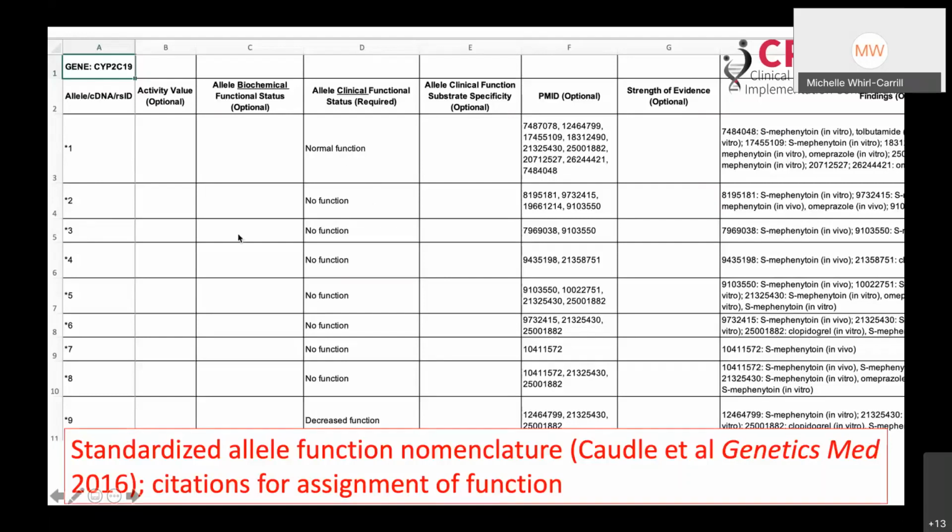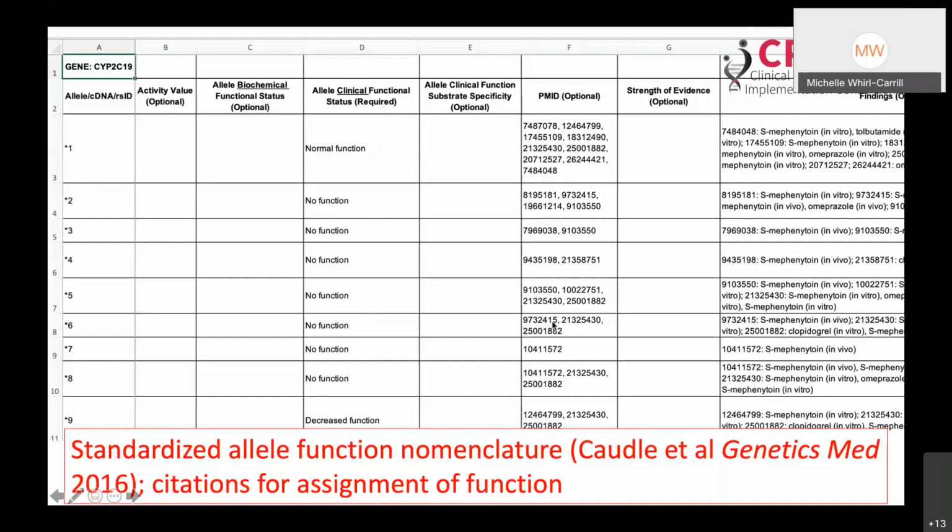But some star alleles are essentially dead, some have a decreased function, some actually have increased function compared to the star one allele. So putting together these tables and trying to define the function for each one of these alleles is a huge undertaking by CPIC.